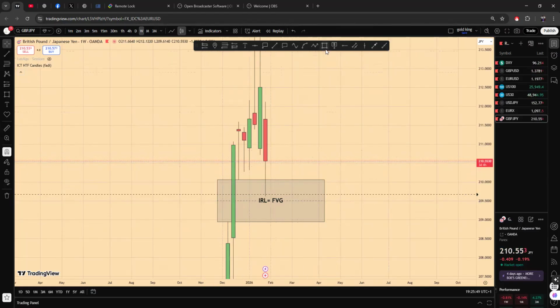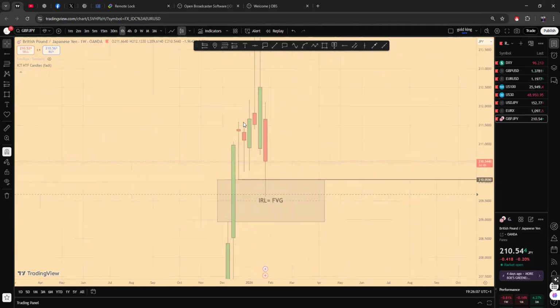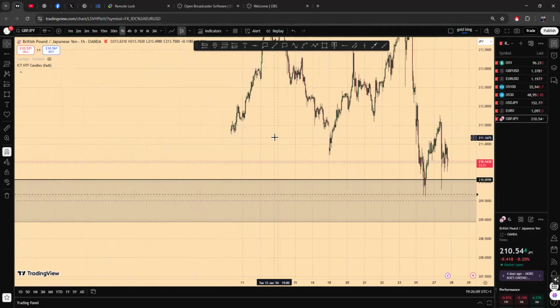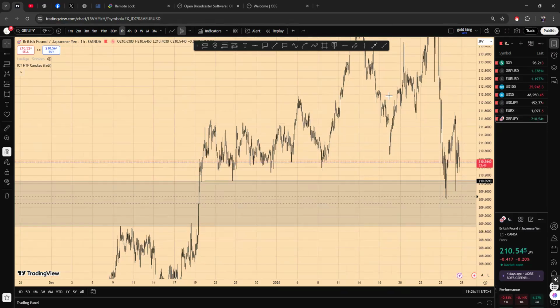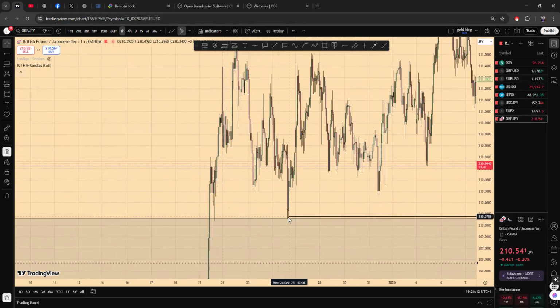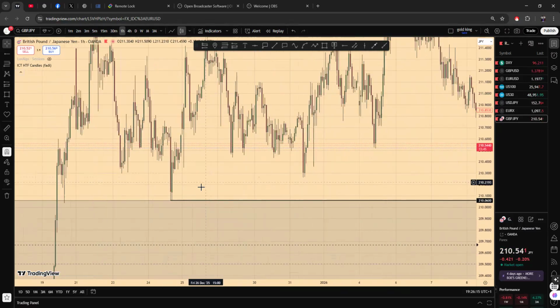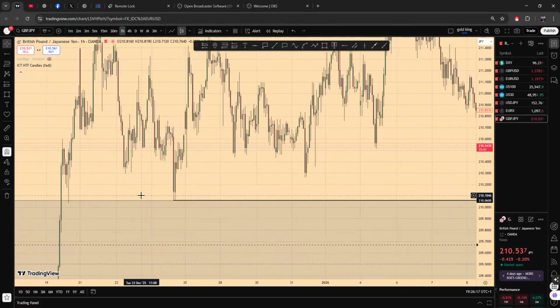But now let's study the high of this fair value gap. I want you to pay attention to this high. I'm going to put a line there, and then we're going to move to the lower time frame. Let's make it a little bit thicker, and then we go to at least the 1 hour time frame. Now look, this is the same high here. This is the high of the fair value gap on the weekly.